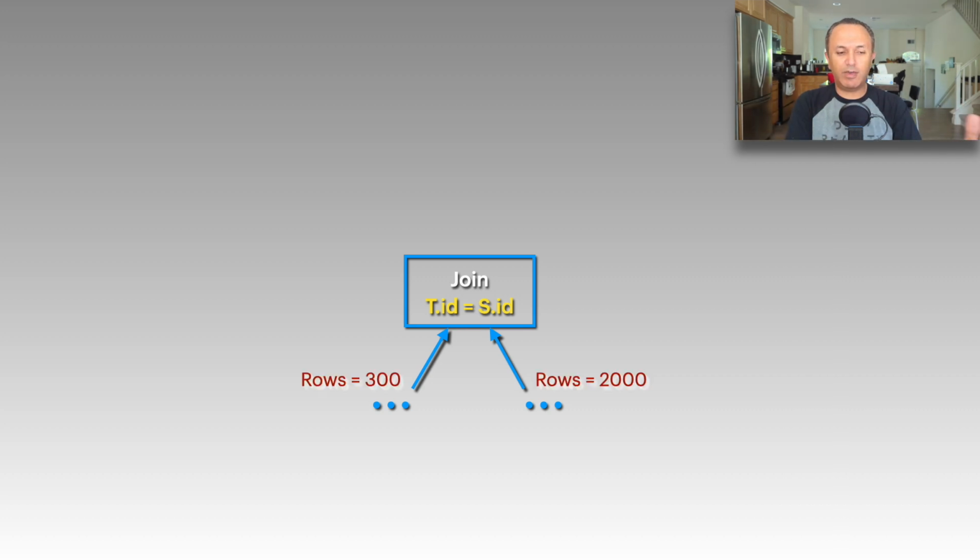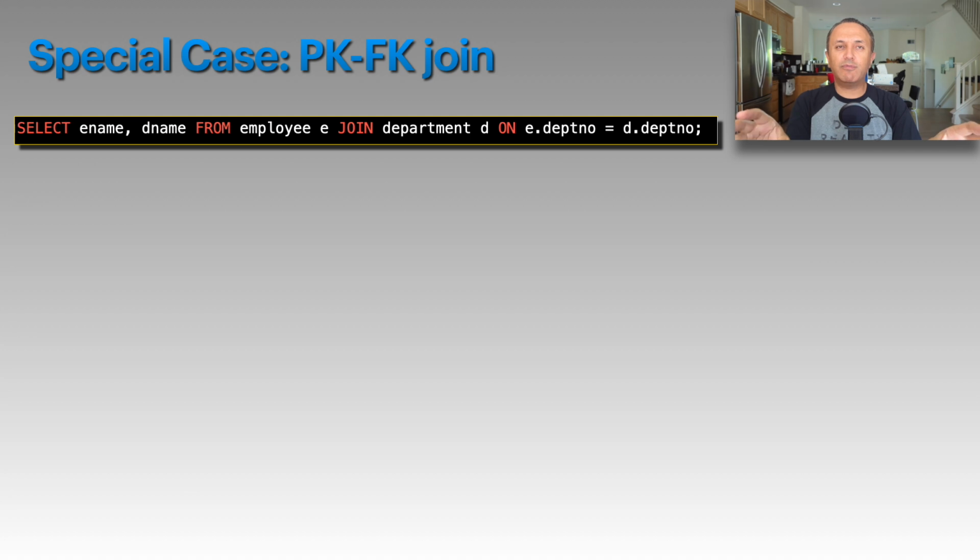And let's say you have some input cardinality 300, 2000 from both sides. So now we want to estimate the output number of rows from the join. The simplest case is when you have a join between two tables that have a primary key, foreign key relationship, right? Why is that simple? Let's look at this example.